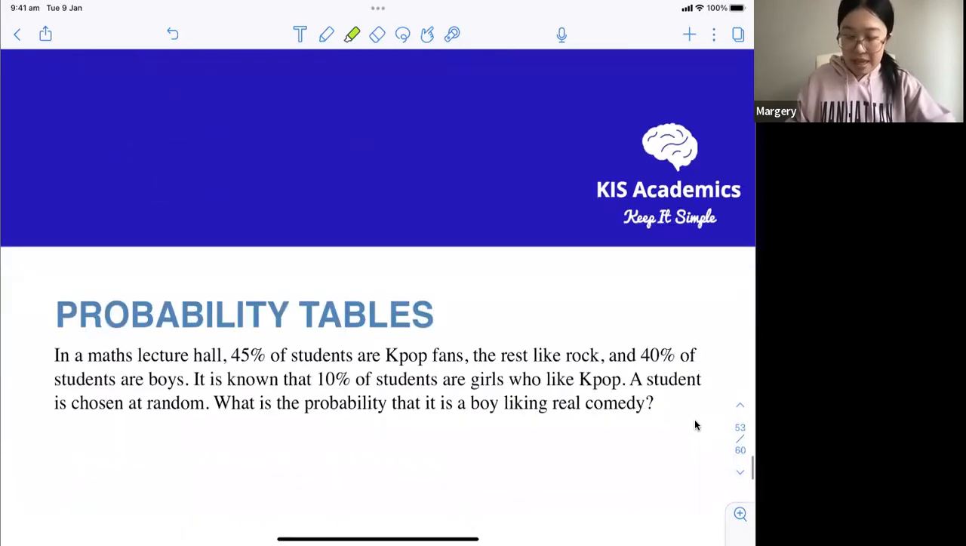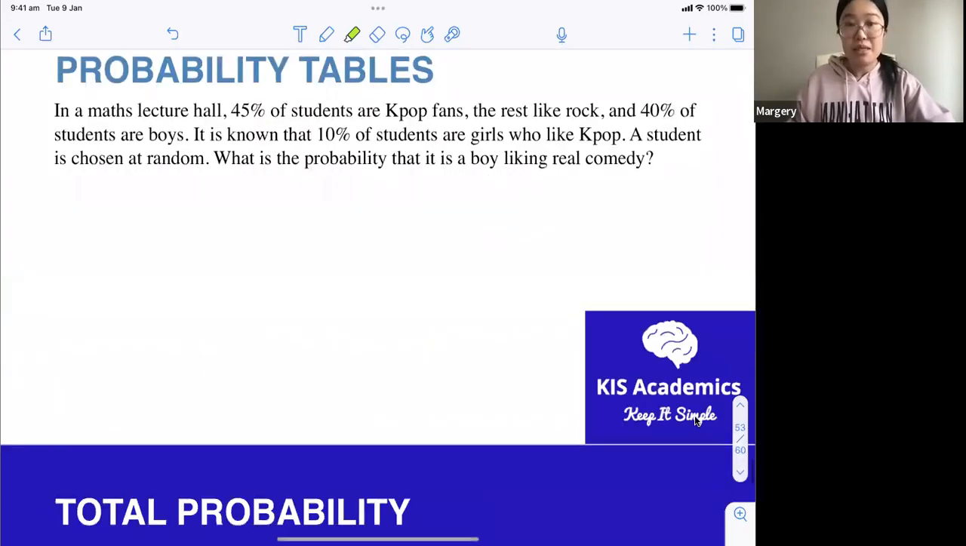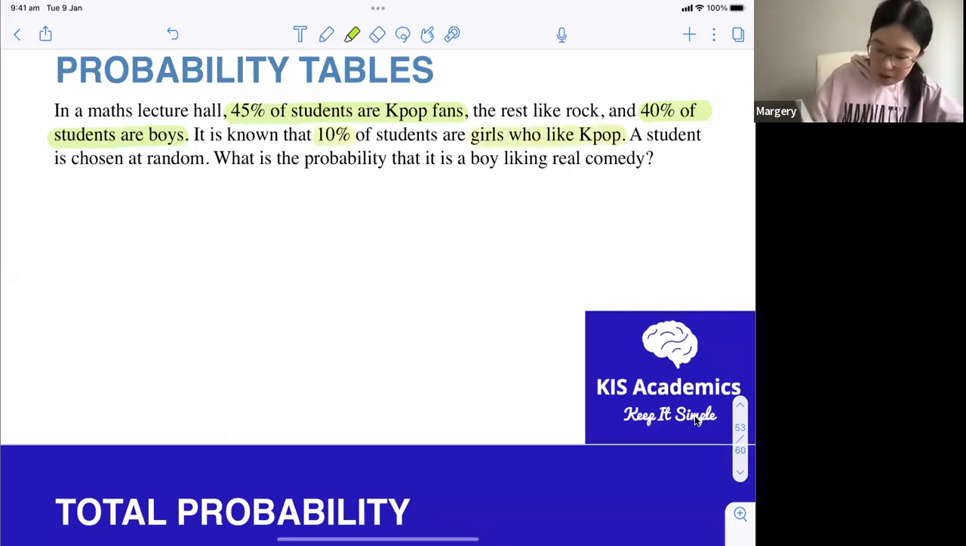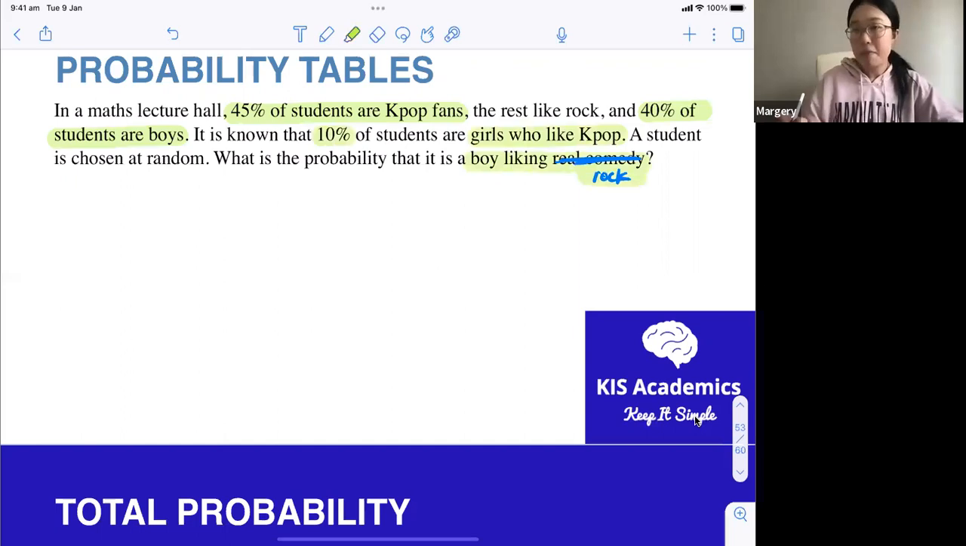So now we'll have a look at a probability table example. We've got this question over here, which is saying in a maths lecture hall, 45% of students are K-pop fans and the rest like rock. And 40% of students are boys. So 40% of the students are boys. It is known that 10% of students who are girls like K-pop, and the student is chosen at random. I think there's just a bit of a typo over here. This should be rock. So what is the probability that it is a boy liking rock music?